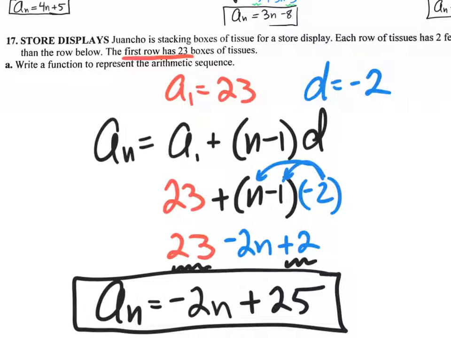So if they told you how many boxes will he have on the 10th row, well, you'd simply have to plug in 10 right here. Negative 2 times 10 is negative 20 plus 25. He'd have 5 boxes on the 10th row.